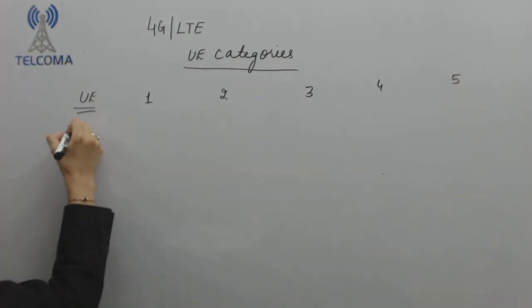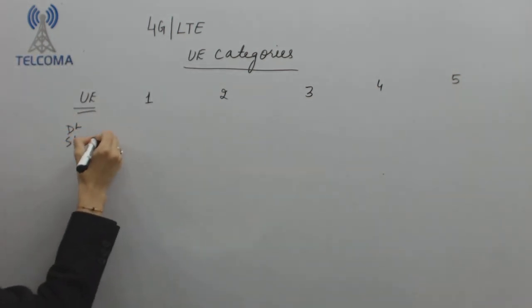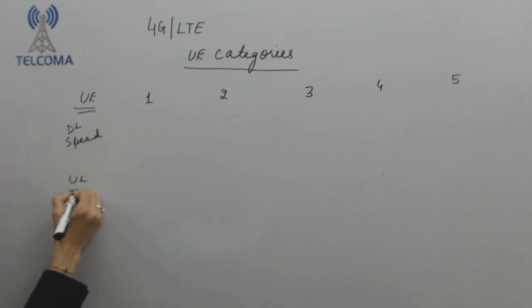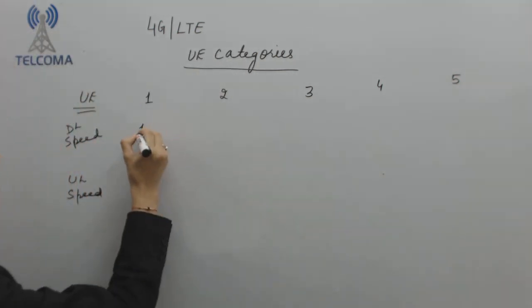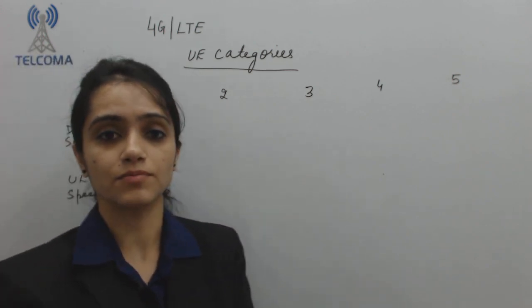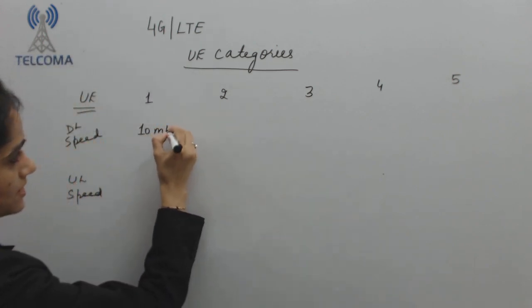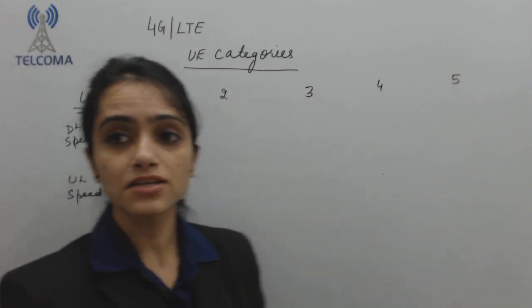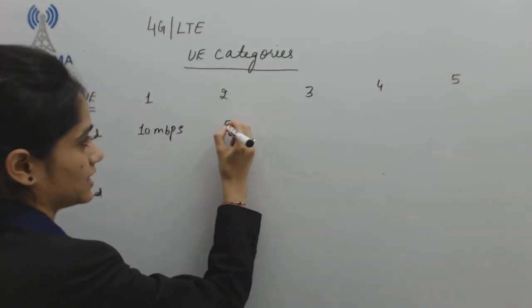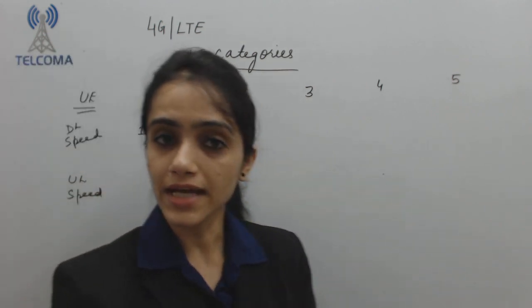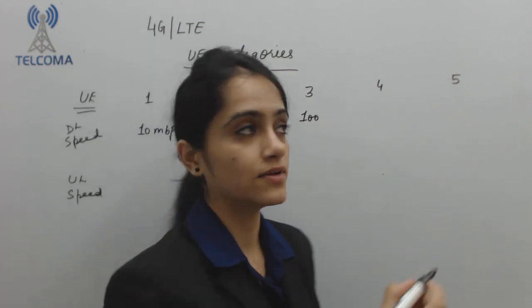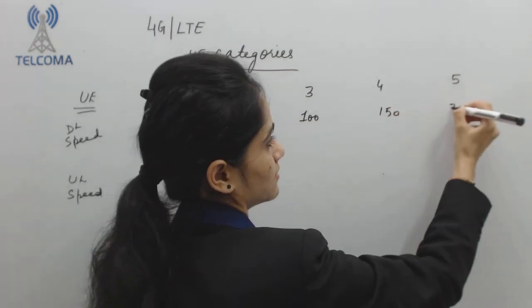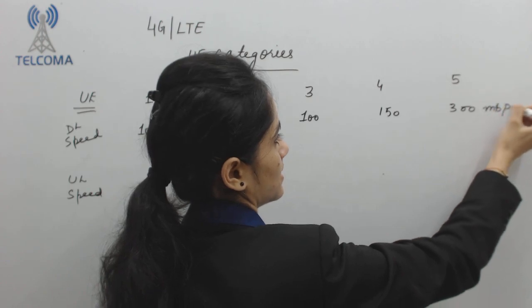Now I will write here the maximum downloading speed achieved in these UEs and maximum upload speed. So the maximum downloading speed achieved in this is 10 Mbps. After that, in UE category 2 we have 50 Mbps. UE category 3 will give a speed of 100. UE category 4 will give speed of 150, and UE category 5 gives 300 Mbps.